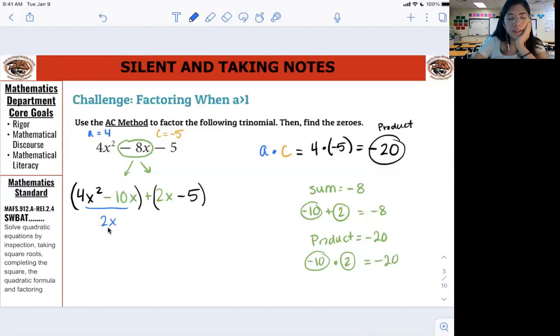So we get 2x because both of these you can divide both of them by 2 and you can divide both of them by x. Now what about here? Do they have anything in common? No. Well, if they don't have anything in common, what we can do is we can divide by 1.